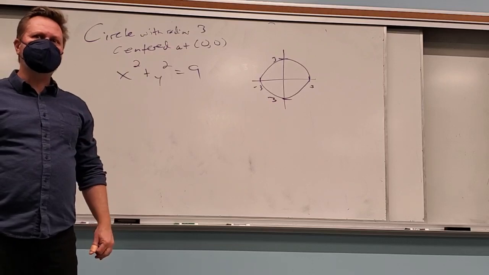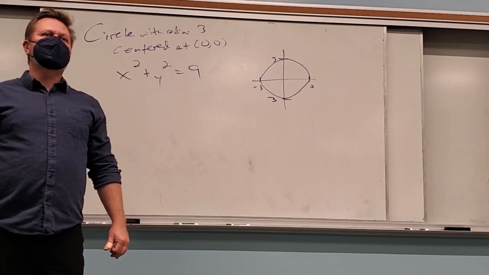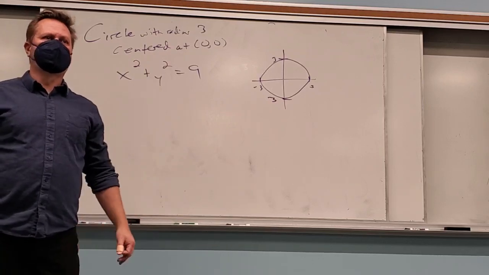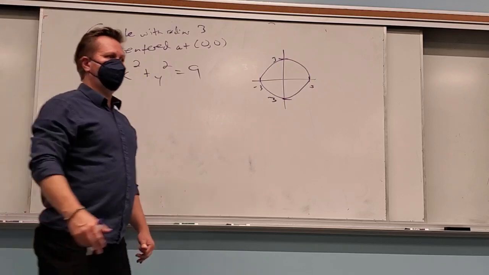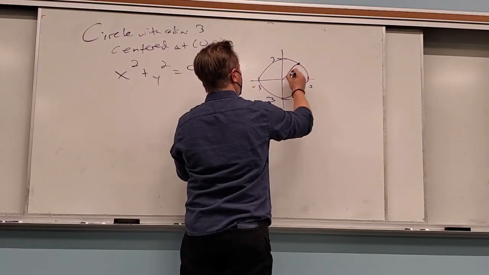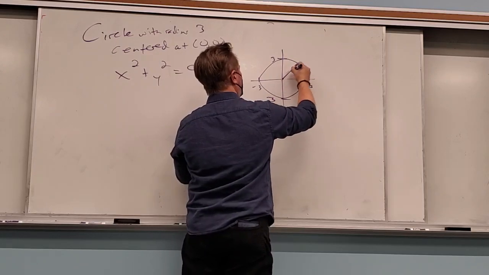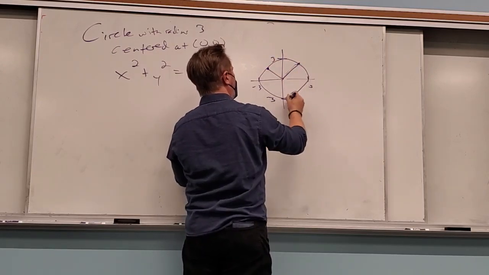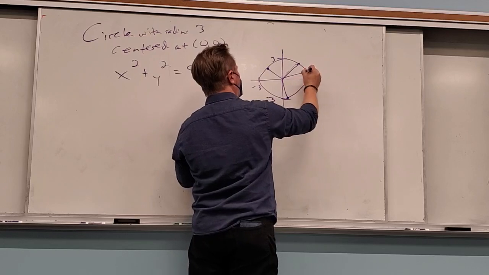Every single point that's on the circle is how far away from the center? 3, right? That point is 3 away from the center. There you go, buddy. That point is 3, that point is 3. You're 3 away from the center. Everybody gets a card. Okay.